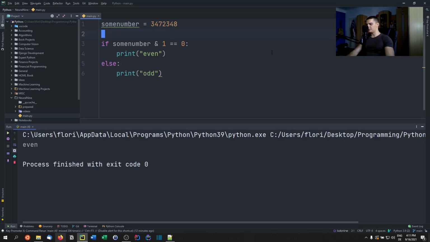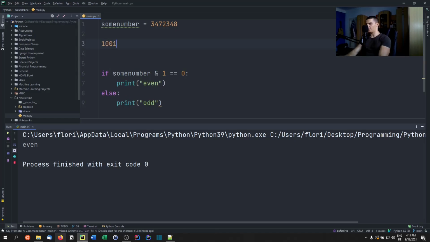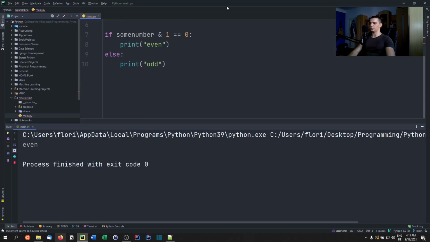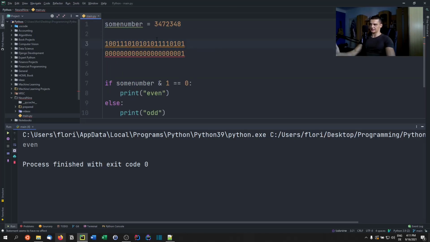Why is this the case? Because I have some number with zeros and ones here, whatever it is, and then I use the AND operation on that with a bunch of zeros and 1, which means that all of this is going to be irrelevant. All we want to know is if this last bit is 1 or not. If 1 AND 0 is 0, then it's going to be even. If it's 1 in the end, it's going to be odd. So we're just looking at the last bit, basically.